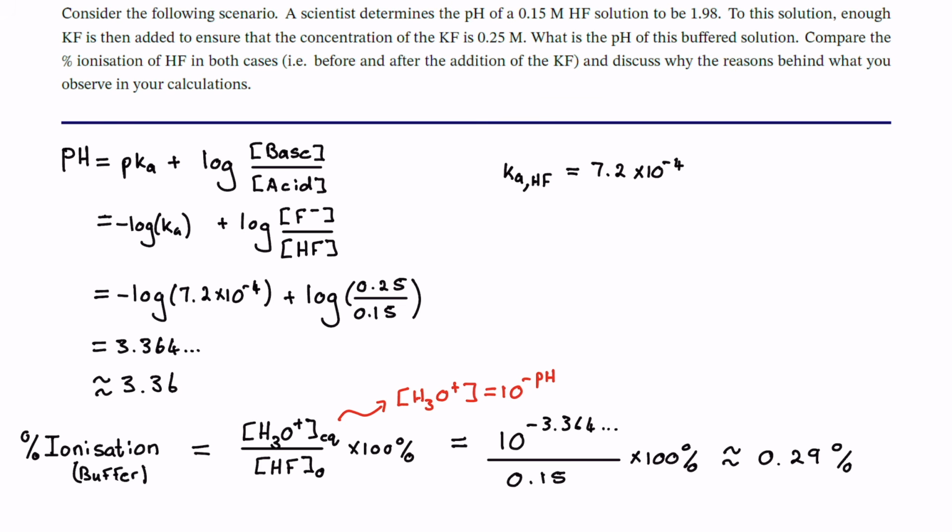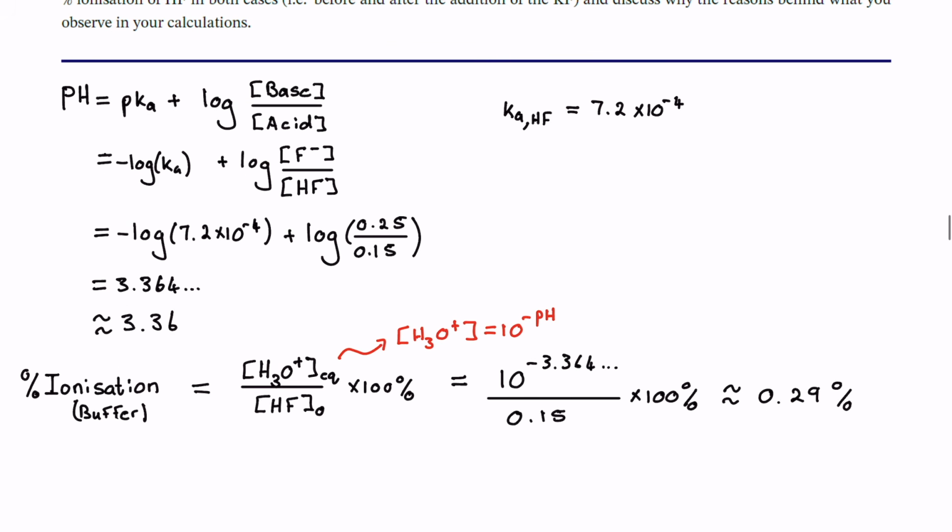So that makes a lot of sense. Let's look at the percentage ionization of the acid just purely placed in water. In other words, that initial situation that the scientist looked at. So let's just call that the percentage ionization of just HF.